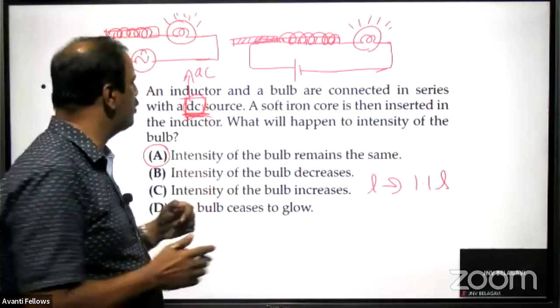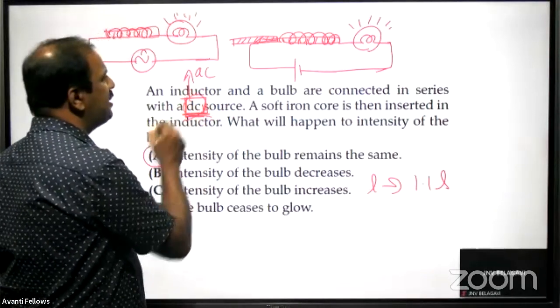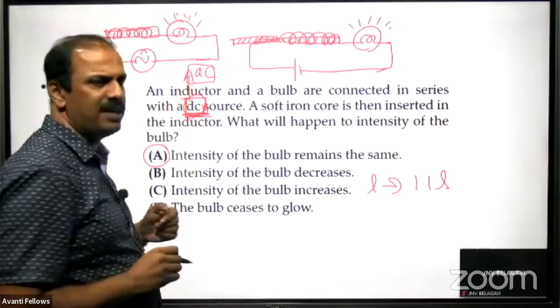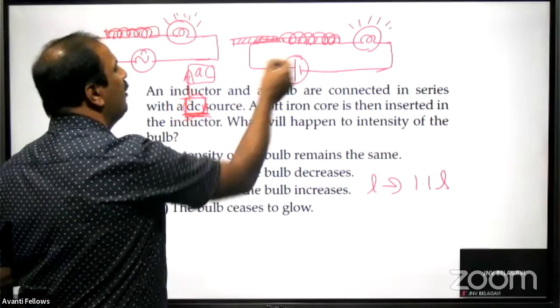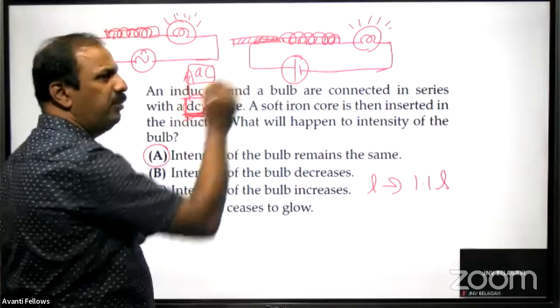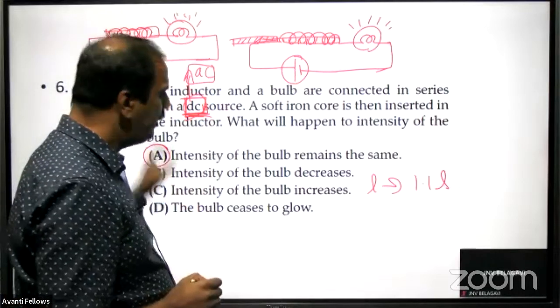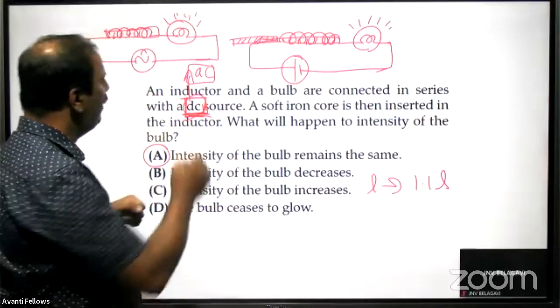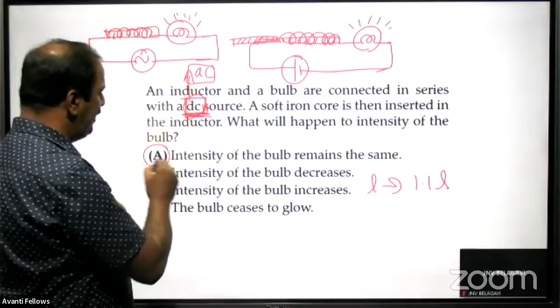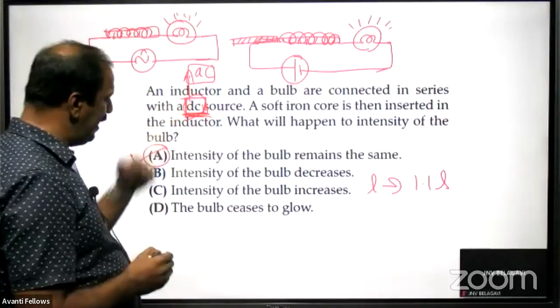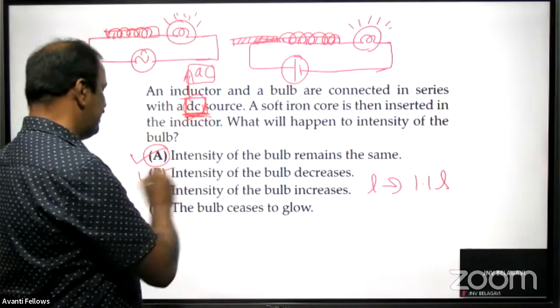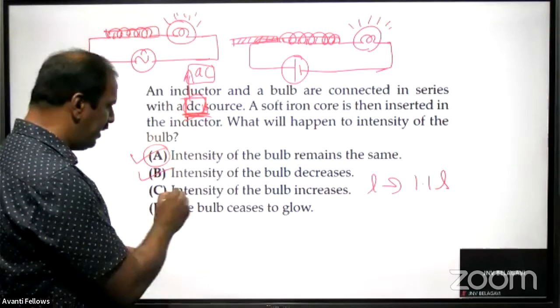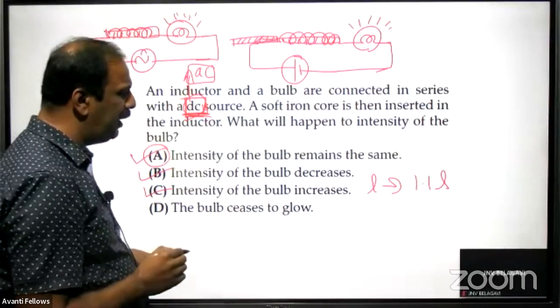Same way, this one also. If it is DC, the answer is different. If it is AC, the answer is different. So you have to check in the question, and if it is given in the picture also, you have to check which type of source it is. So I think that's clear. If the source is DC, this is the answer. If it is AC, what happens? The intensity of the bulb decreases. Okay. Now, is there any chance for this intensity of the bulb to increase?